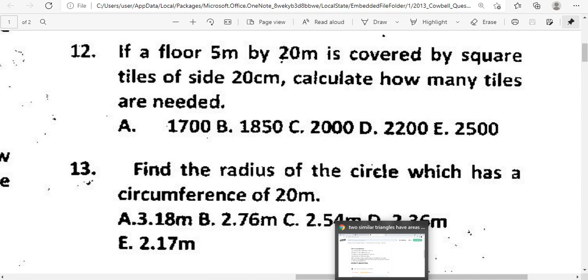We would have just divided and gotten an answer, but the problem is that the area of the floor is in meters square, and the area of the tile is in centimeters square. You can convert from centimeter square to meter square, and I've shown you how to do it. If you have forgotten, convert this one to meters first before you get the area. What did you get? 2,500. Yes, the answer is 2,500.